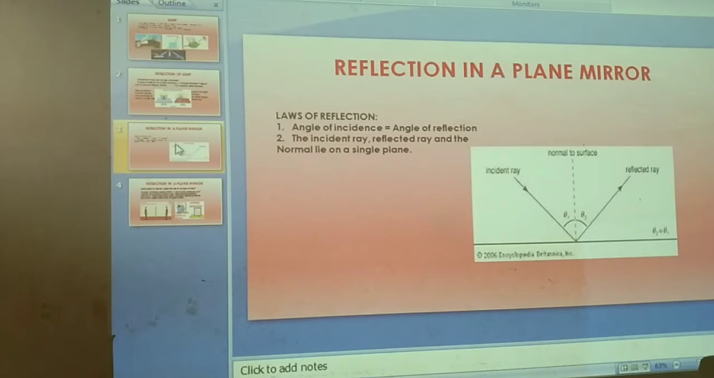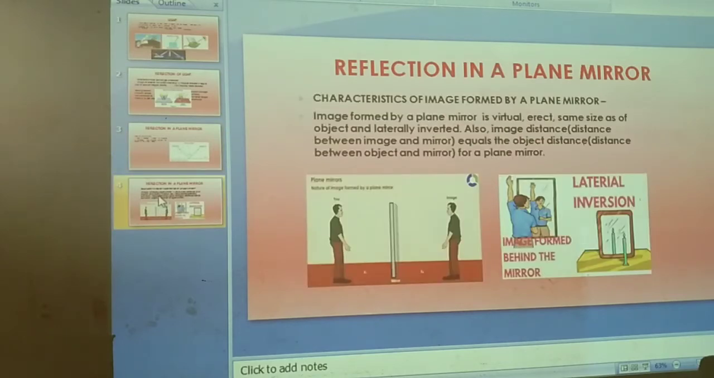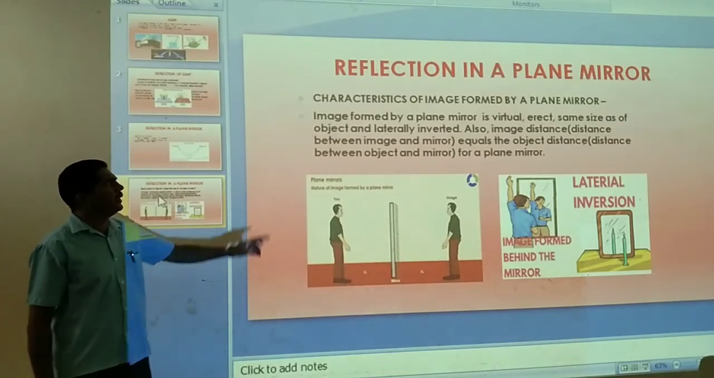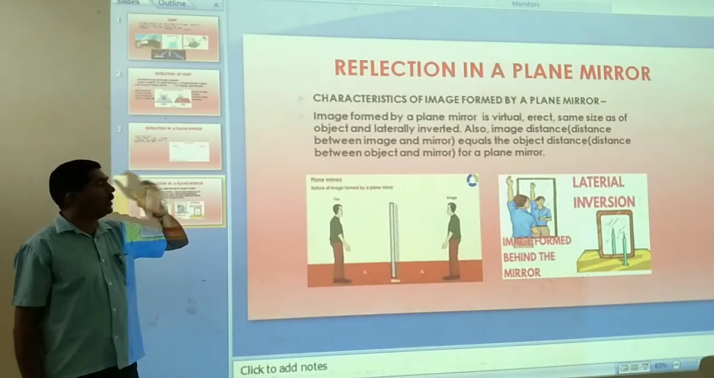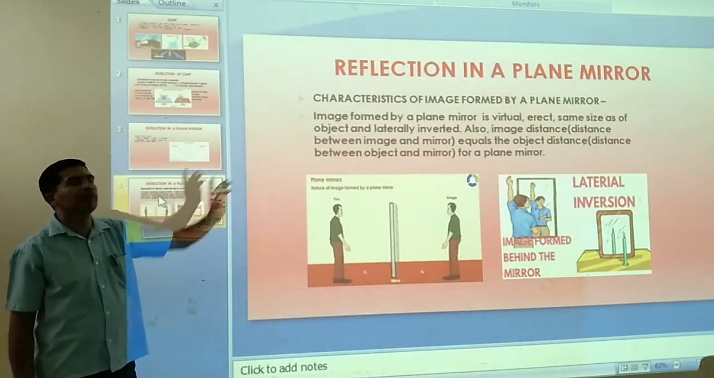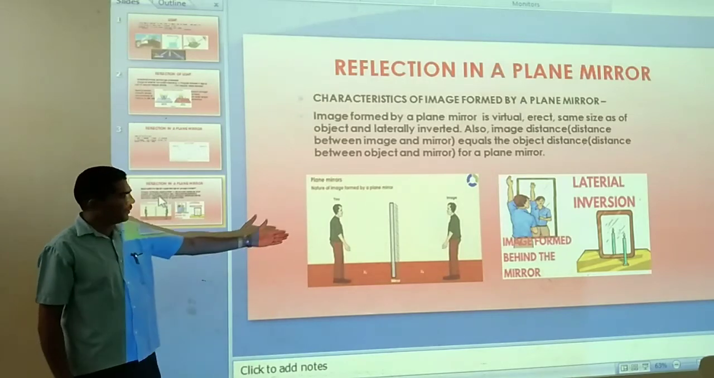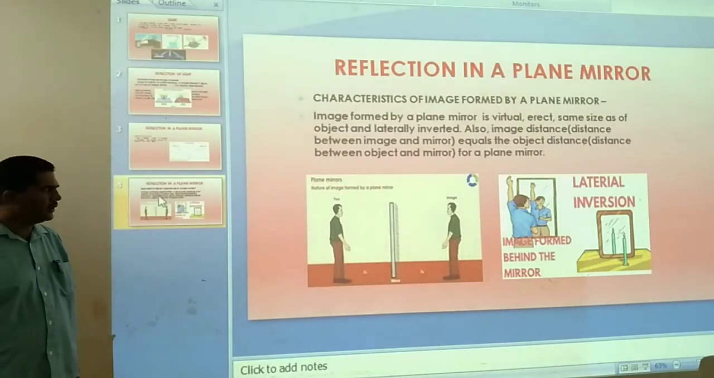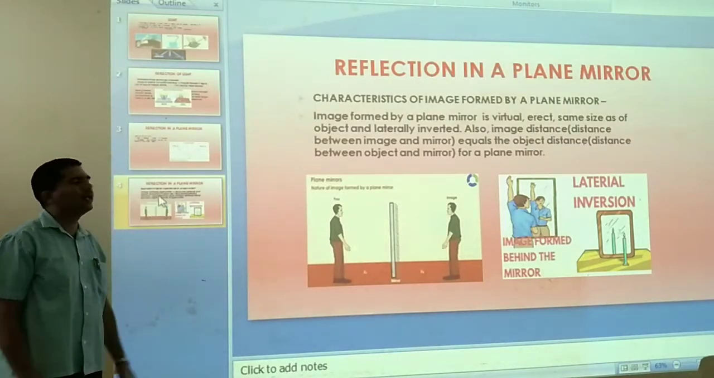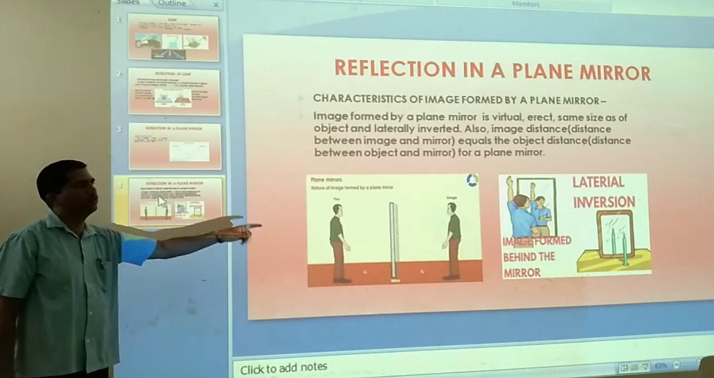In the last slide, we shall recall the nature of images formed in a plane mirror. How are images formed in a plane mirror? Characteristics of the image formed in a plane mirror. Characteristics means property or nature. The image formed in a plane mirror is virtual. Virtual in the sense what? See here, a person is standing. This image you can see on the right side. But if you keep a screen there, you can't get the image. That means it is virtual.